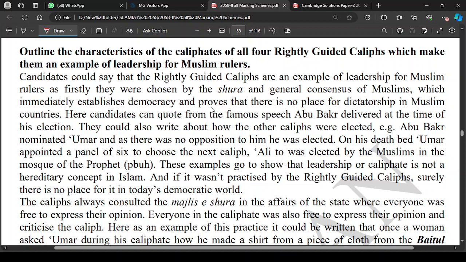the Muslim rulers. So if the question is like outline the characteristics of the caliphates. Caliphates means all four rightly guided caliphs, which make them an example of leadership for the Muslim rulers. Okay, which shows their quality, the way they ruled in accordance to Islamic teachings.